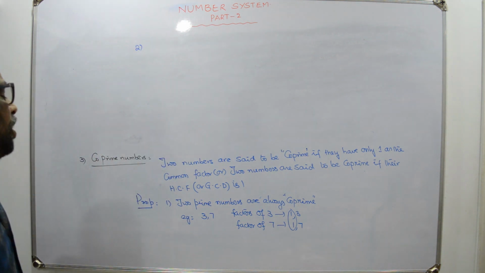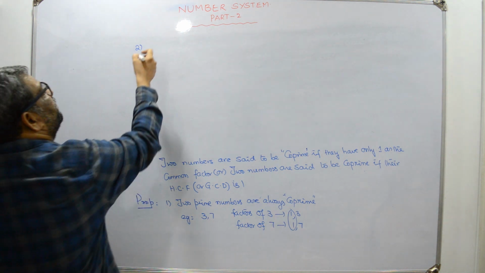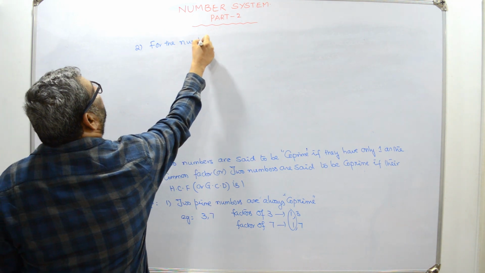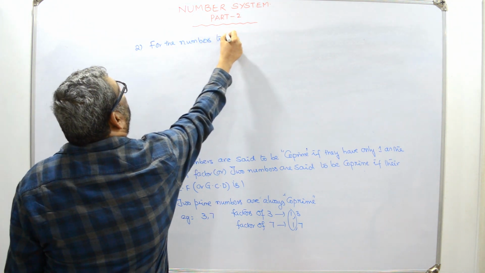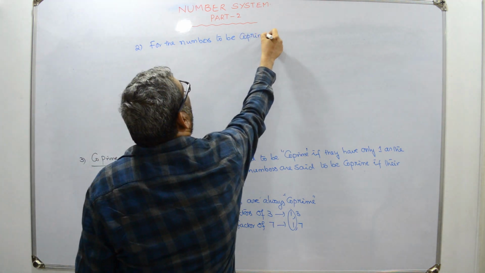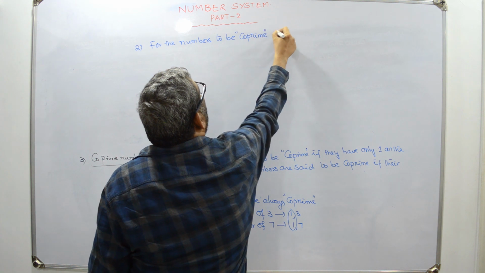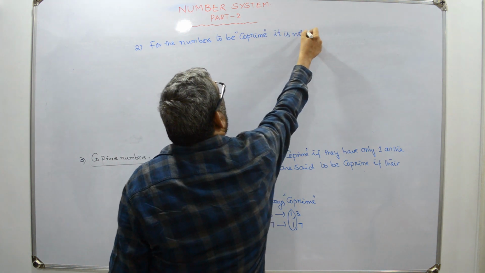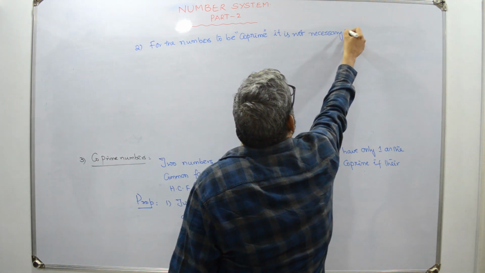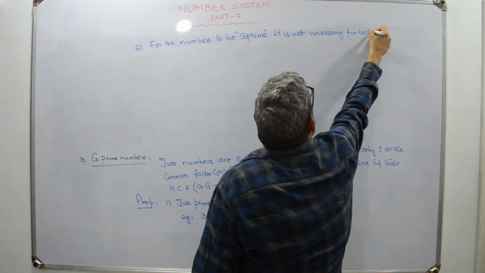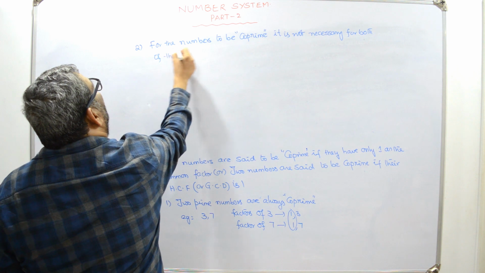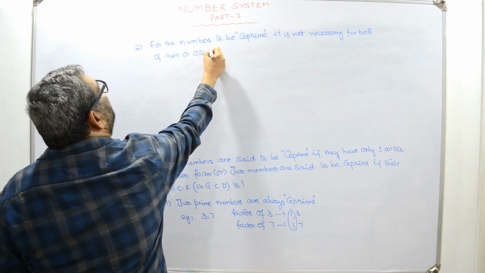So two prime numbers are always co-prime. For the numbers to be co-prime, it is not necessary for both of them, or at least one of them, to be prime.